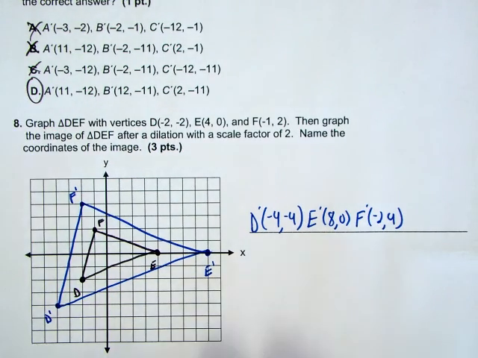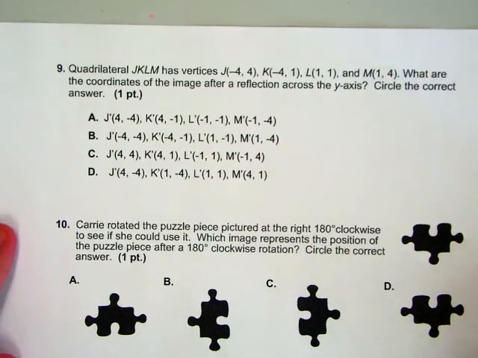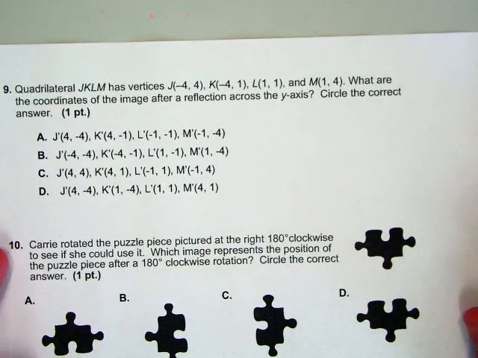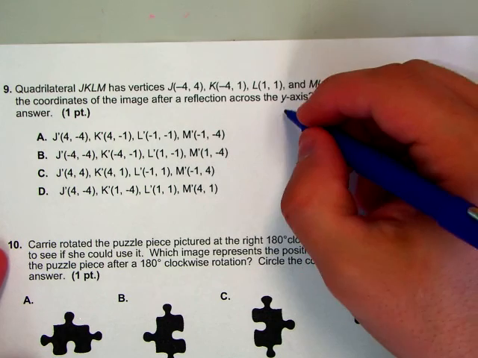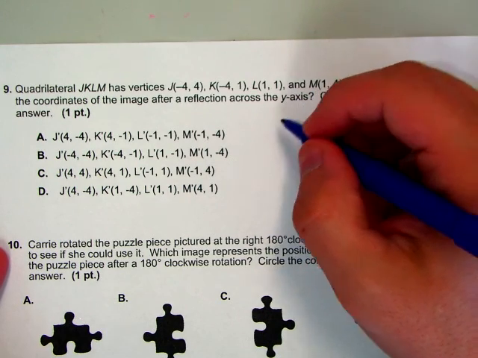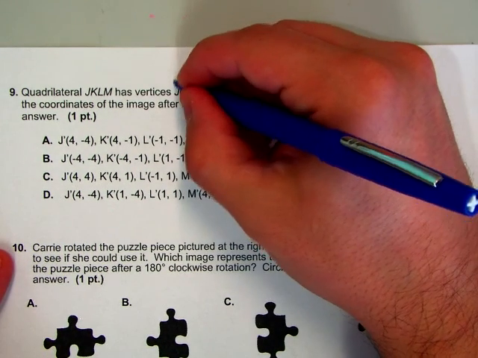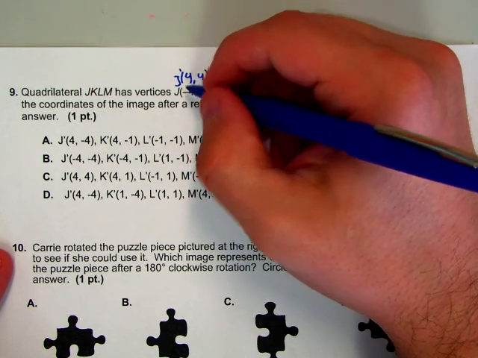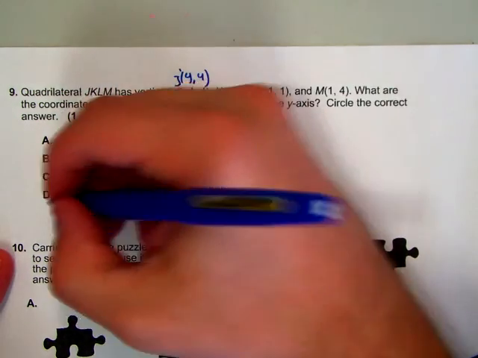Next question, number 9. It says quadrilateral JKLM has those vertices. What would it be after reflection across the y-axis? Remember, when we reflect over the y-axis, the y values stay the same, the x values change. So J prime would become 4, 4. Now the only one that deals with 4, 4 is going to be letter C.